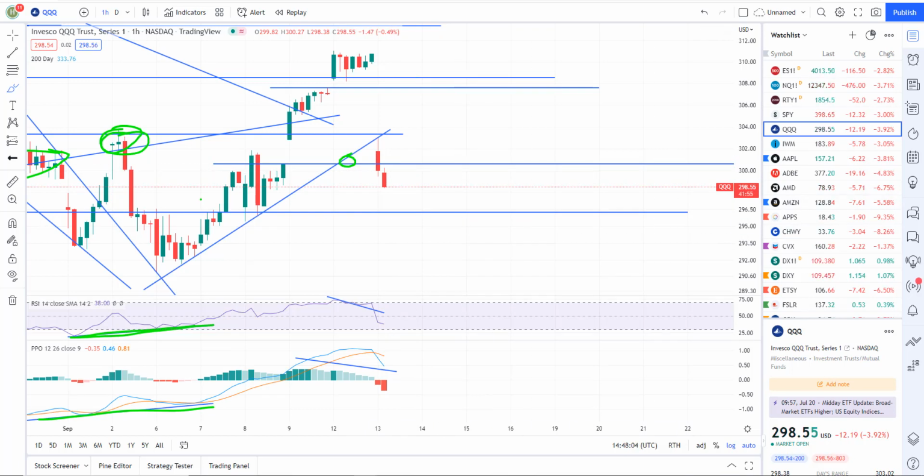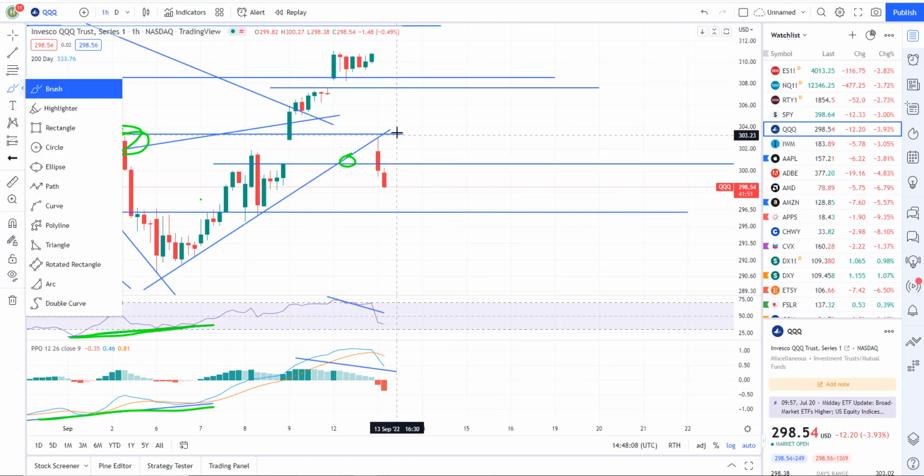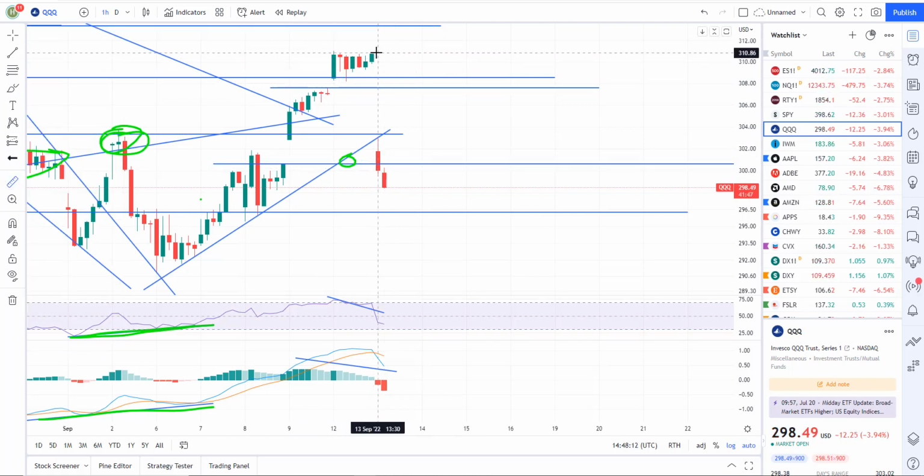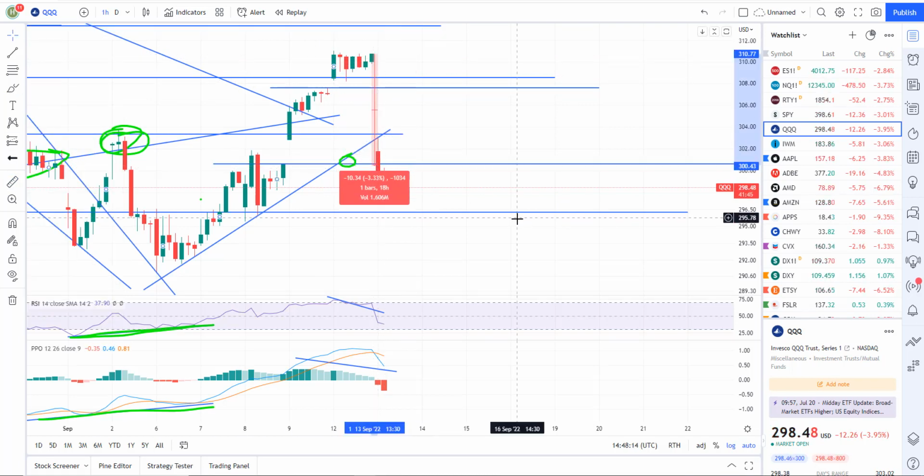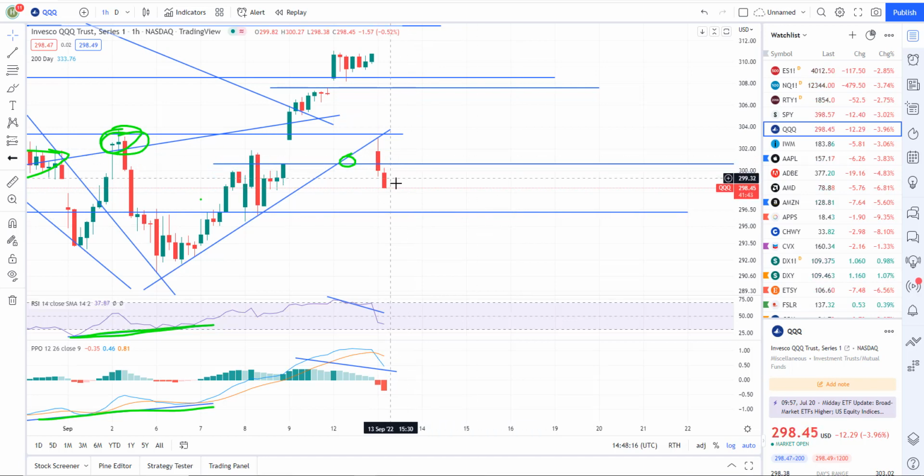So just be ready. Again, with the big gap down from yesterday, I caught the big gap down. That's a big chunk of the move, and we're seeing some more selling today, as the day's trading on.